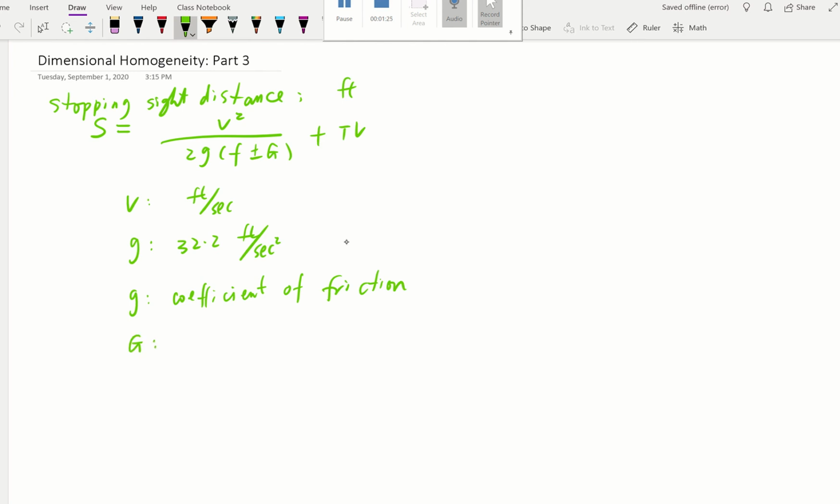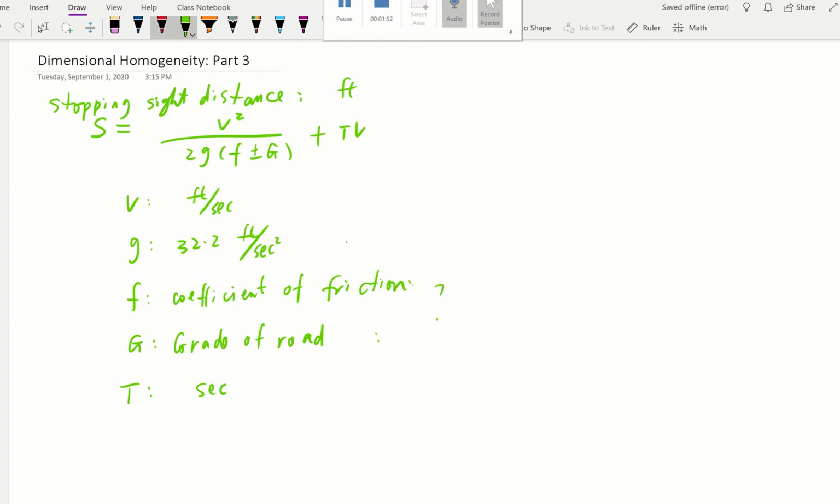g is going to, I think I'm already wrong. This is not g, this is f, okay? This g is the grade of the road, and t is reaction time, so that's in seconds. So knowing that, we can go ahead and try to find the dimension of f and G.